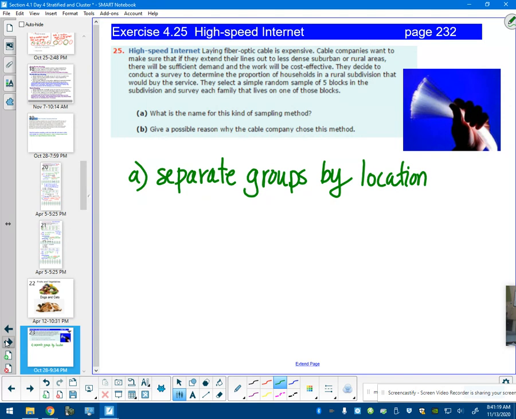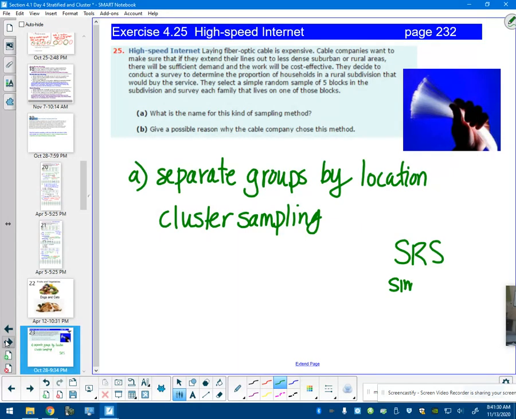Give a possible reason. Okay, so it's called cluster. By the way, SRS stands for simple random sample, no grouping. It does not stand for stratified random sample. SRS is only the simple random sample, where you put everybody in a hat. You don't have an adult pool and a kiddie pool in a simple random sample. You have just one big pool and everybody jumps in no matter what age they are. Okay. And B, why would they do this? Why would they do cluster instead of maybe stratified for this?